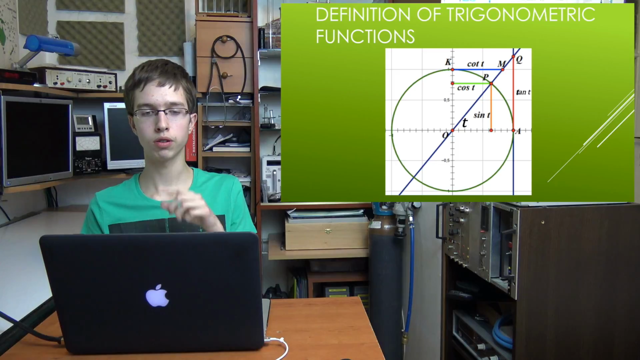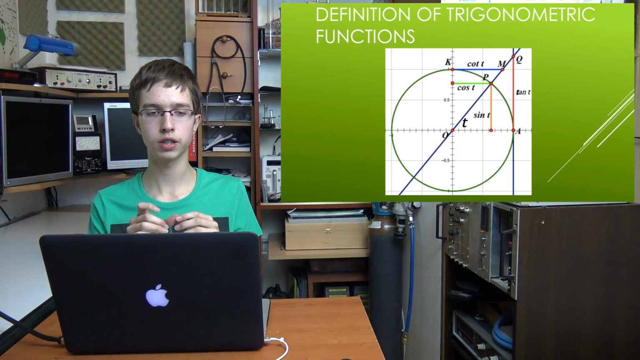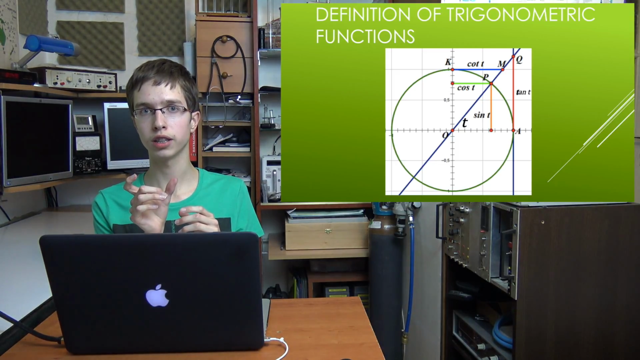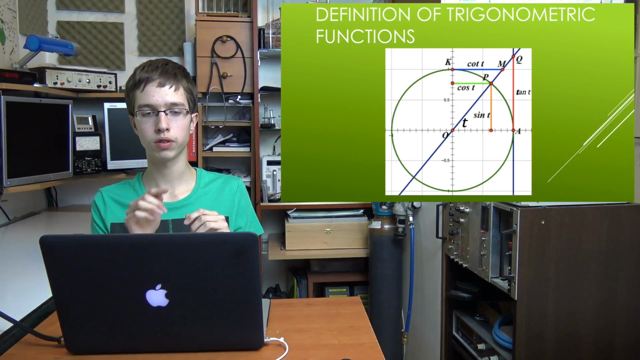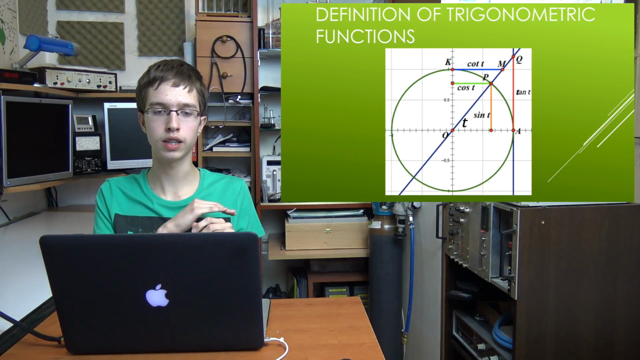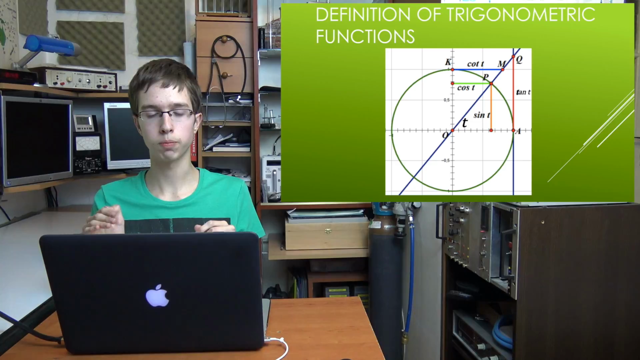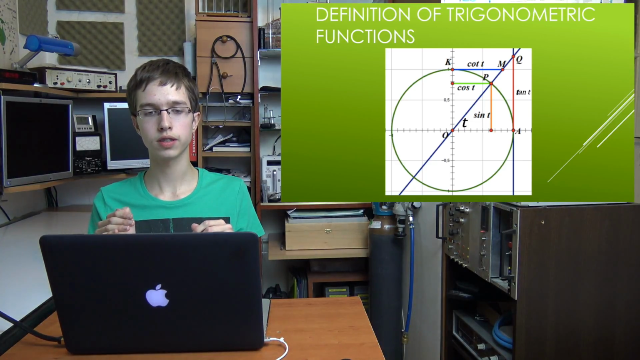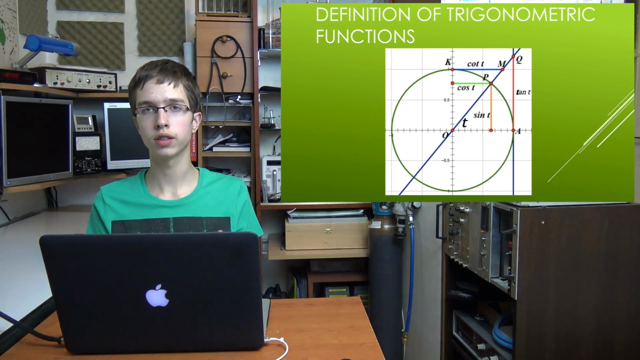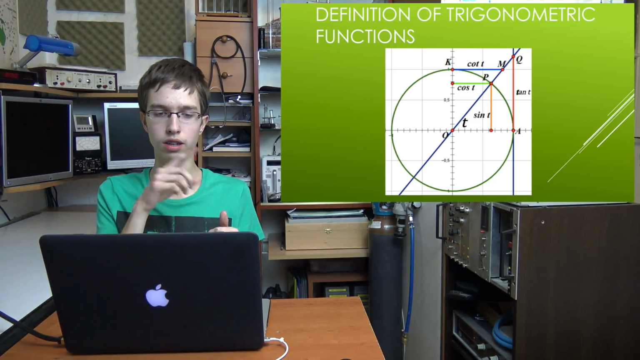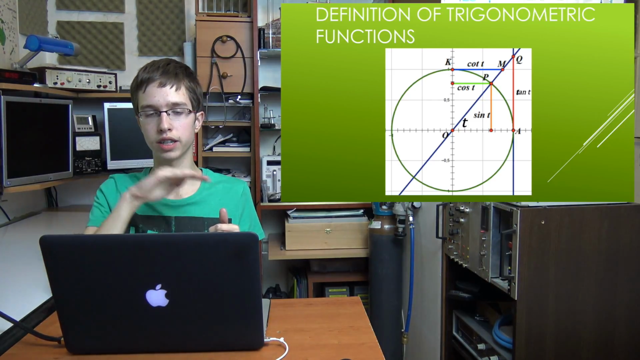So first we have the unit circle, which is a circle with the radius of 1 unit, and it has its center at the origin point, point O of the coordinate system. We have this angle t, which is the angle between the OP straight line and the positive part of the x-axis. First step is to construct this straight line AQ parallel to the y-axis. And now point P is the intersection of the unit circle and this OP straight line.